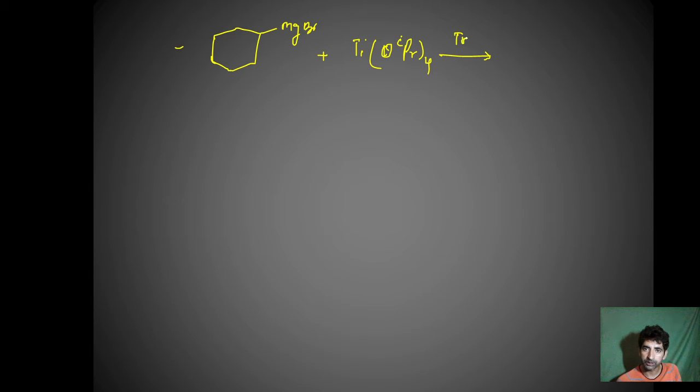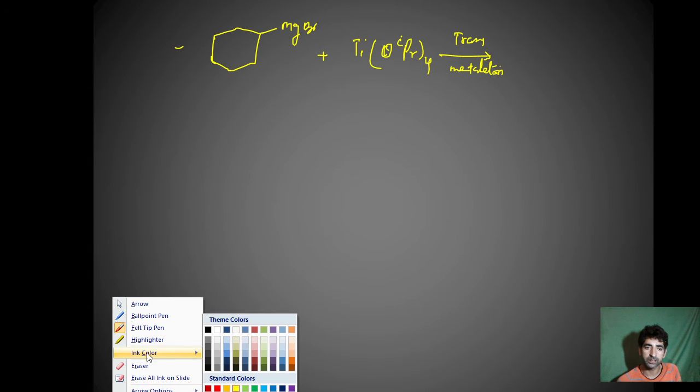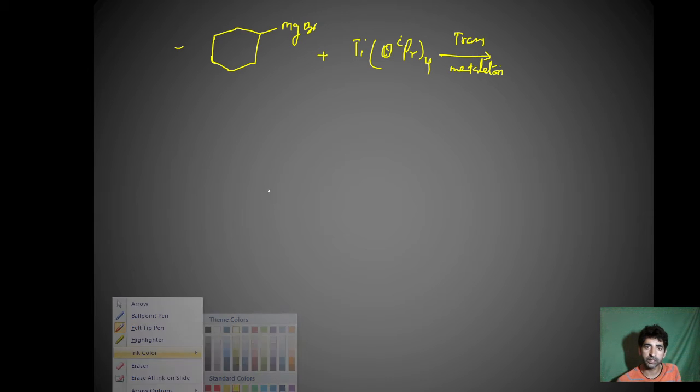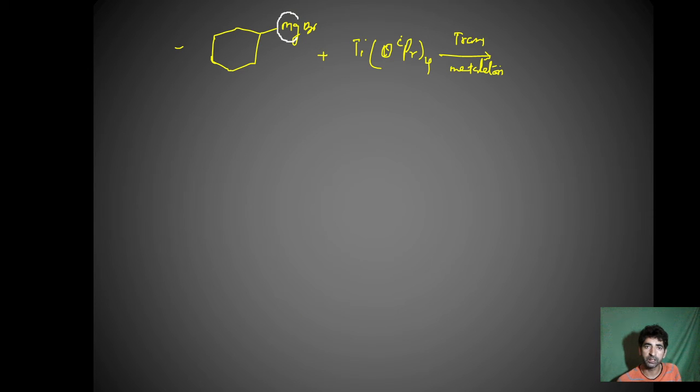Transmetallation takes place. Now what is transmetallation? Means exchange of metals takes place. Now what type of metals can be exchanged in this reaction? In this section, we have two metals over here. We have magnesium metal and we have titanium. So exchange of basically these two metals takes place. In place of this magnesium metal, we get a titanium metal.